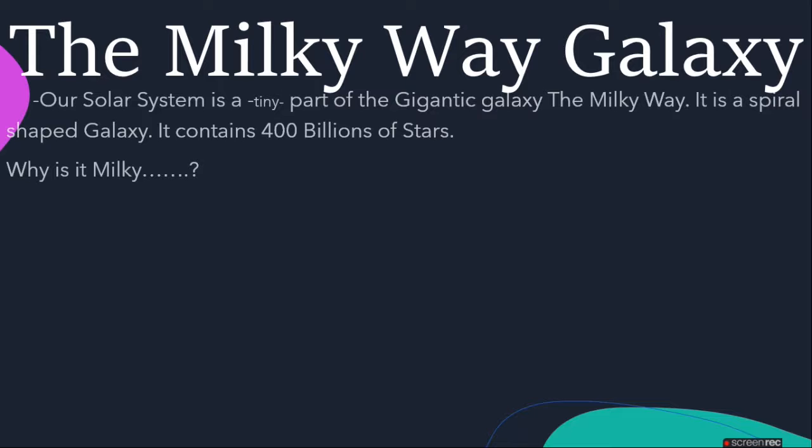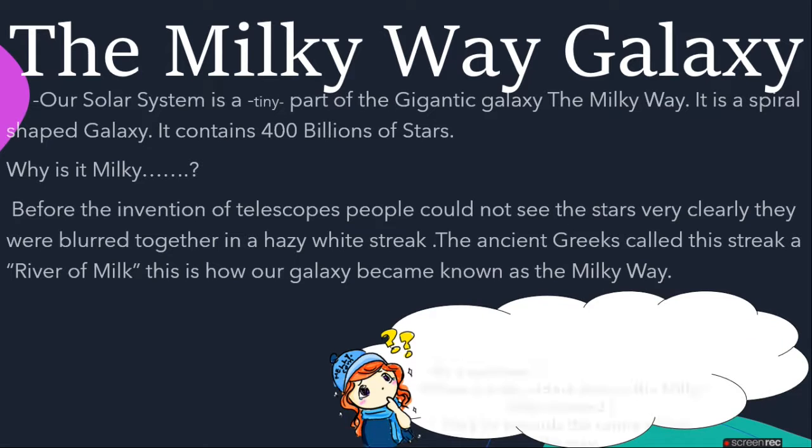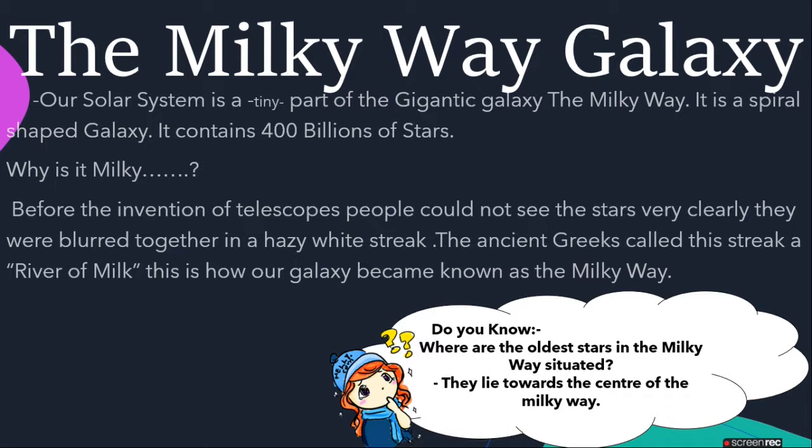Now, why is it milky? Before the invention of the telescope, people could not see the stars very clearly. They were blurred together in a hazy white streak. The ancient Greeks called this streak a river of milk. This is how our galaxy became known as the Milky Way. Do you know where the oldest stars in the Milky Way are situated? They lie towards the center of the Milky Way.